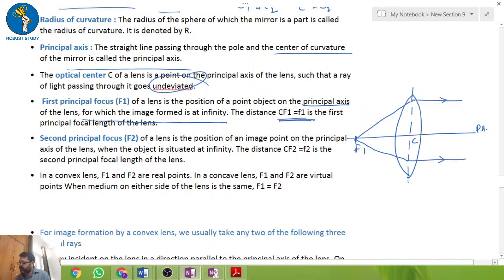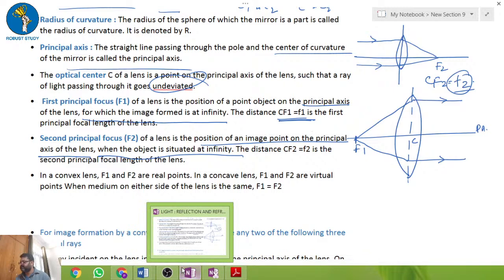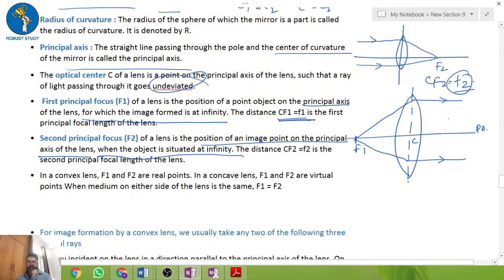Similarly, if I take the other picture, I'll make it a little smaller. If the rays are parallel to the principal axis, after the reflection they will meet here, this is f2. And here C f2 is equal to the focal length. The second focal length is the position of the image point on the principal axis of the lens when the object is situated at infinity. Okay, I hope these two are clear. This is the law we have already discussed. So these are the first principal focus and the second principal focus in the case of the convex lens.